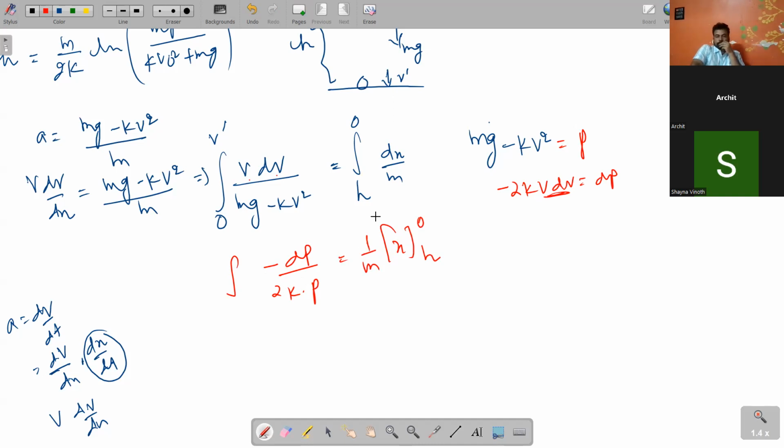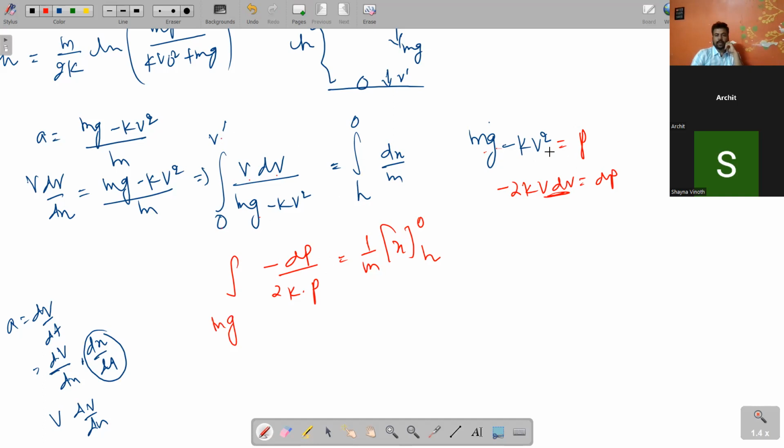So what is that in red ink? Mg minus kv square equals... That is p. What does p stand for? Some variable, like t or y, something like that. Okay. So put v equal to 0 here, you will get p as mg.